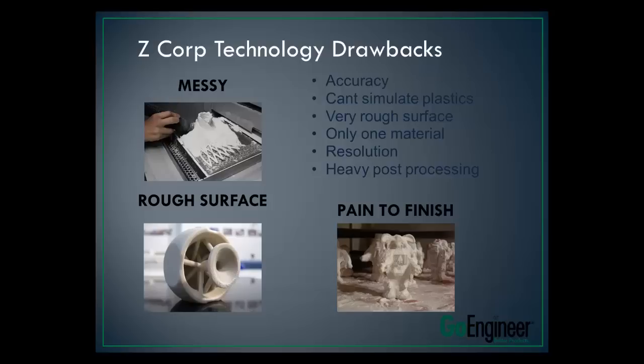The other thing about that rough surface is, because it's kind of a plaster base, it's very fragile. There's a lot of post-processing that needs to be done to this part, and it's kind of a pain in the neck to finish. The part has to be blown off, all the powder has to be removed from it, so you're blowing, sucking, whatever, it's a mess. And once you're done with that, in order to make the model solid enough to handle or bring to presentations, the whole model has to be basically covered in super glue, cyanoacrylate.